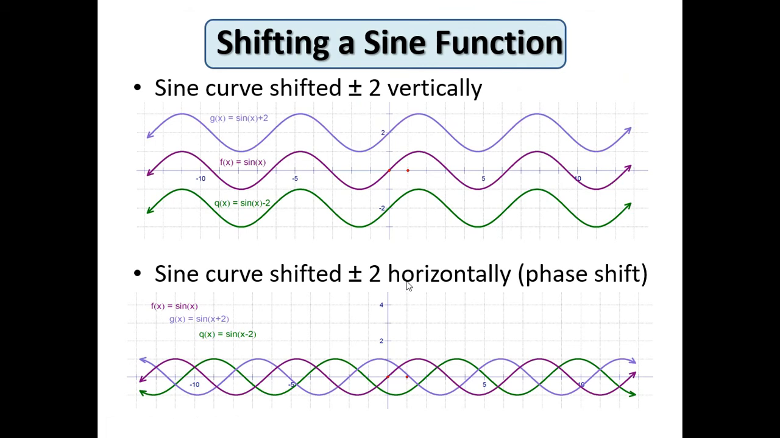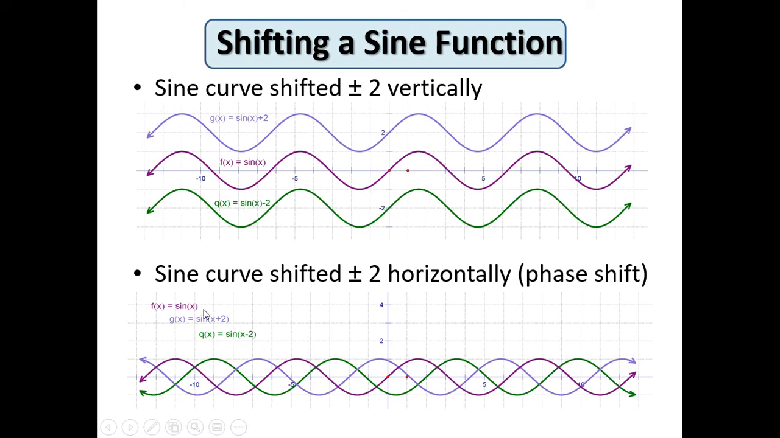So here are three variations of the sine wave, the sine curve shifted up or down 2 units. So here in the middle, the dark purple is our f of x equals sine of x. Well, if we do f of x equals sine of x plus 2, we move the entire graph up 2. Here, g of x in green is g of x equals sine of x minus 2, and we move the whole thing down 2.